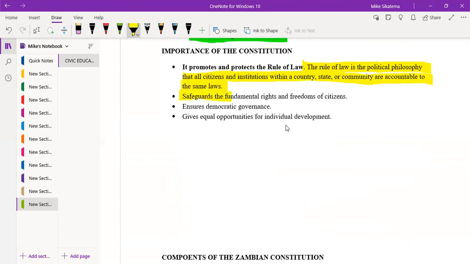It safeguards the fundamental rights and freedoms of the citizens, and ensures democratic governance because it's the will, it's a social contract between the people and the governing body. It gives equal opportunities for individual development. Your rights are protected, therefore you are more creative, you have more potential for individual development. Do you want to leave the country? Do you want to come back? You have that freedom of movement, of setting up your business, because you are protected, you are backed up by a constitution.